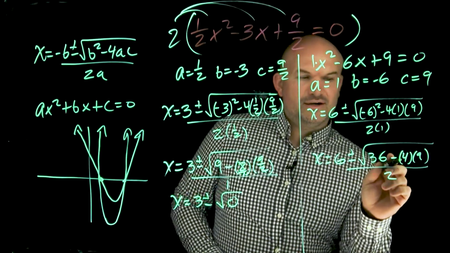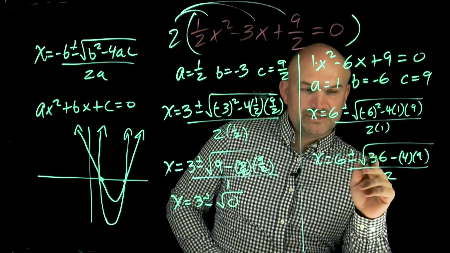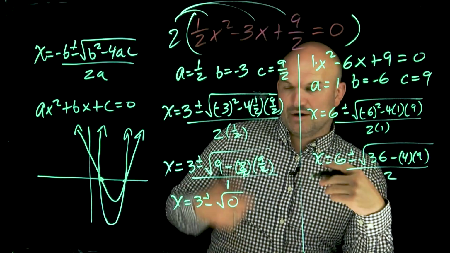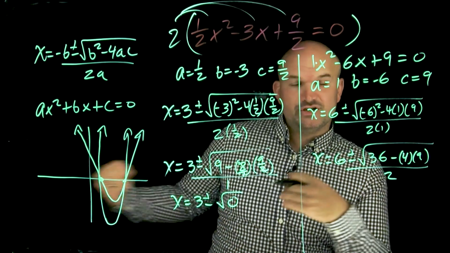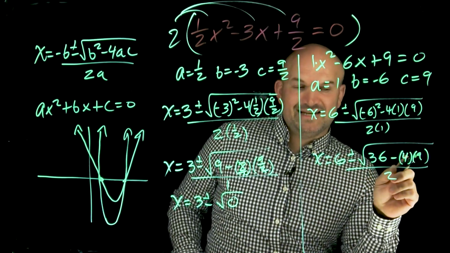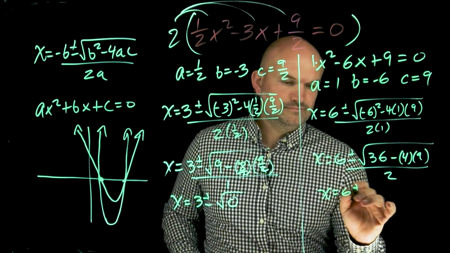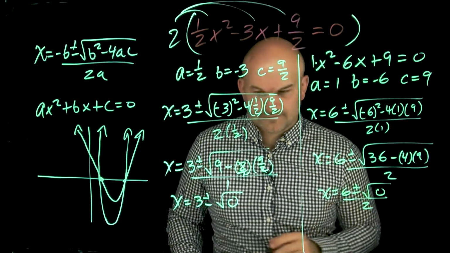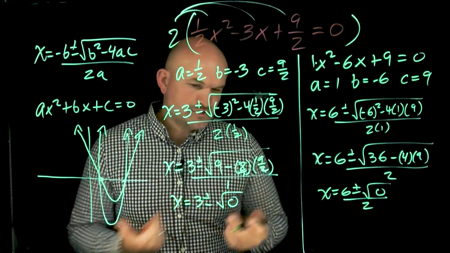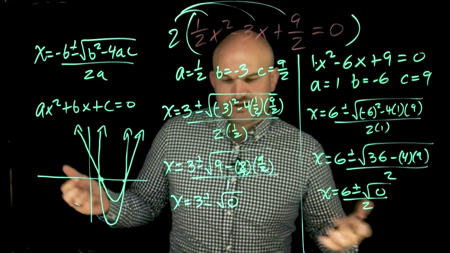All right, and then over here, again, be careful with your order of operations. Don't do 36 minus 4. We always do multiplication and division before addition and subtraction. So 4 times 9 is going to be a 36. 36 minus 36 is going to equal a 0. Okay, now I have plus or minus square root of 0. Well, ladies and gentlemen, the square root of 0 is just going to be 0.